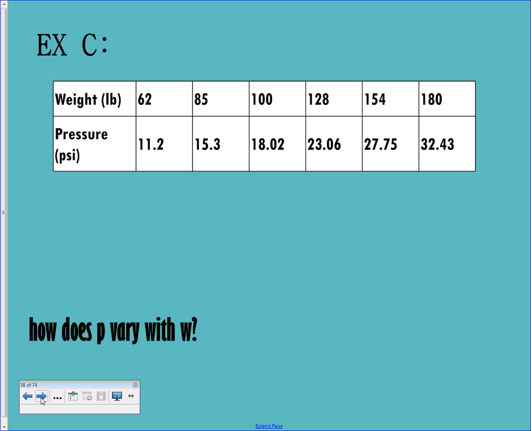So now in this example, we're taking more than one thing into account. First we're going to take a look at the weight and the pressure, and then we'll take a look at the heel width and the pressure. So again, we're going to do it one step at a time, following those same steps.